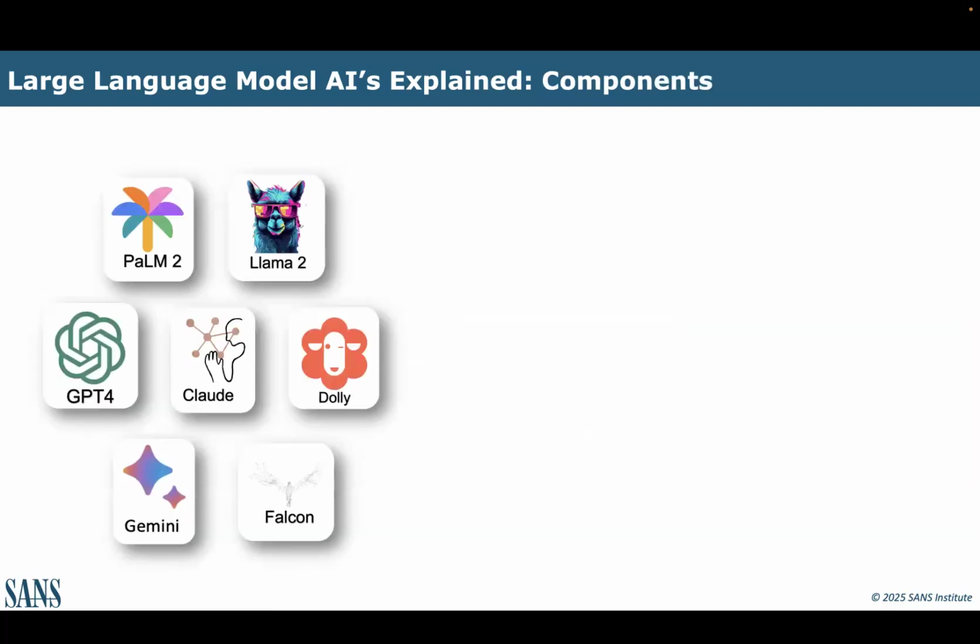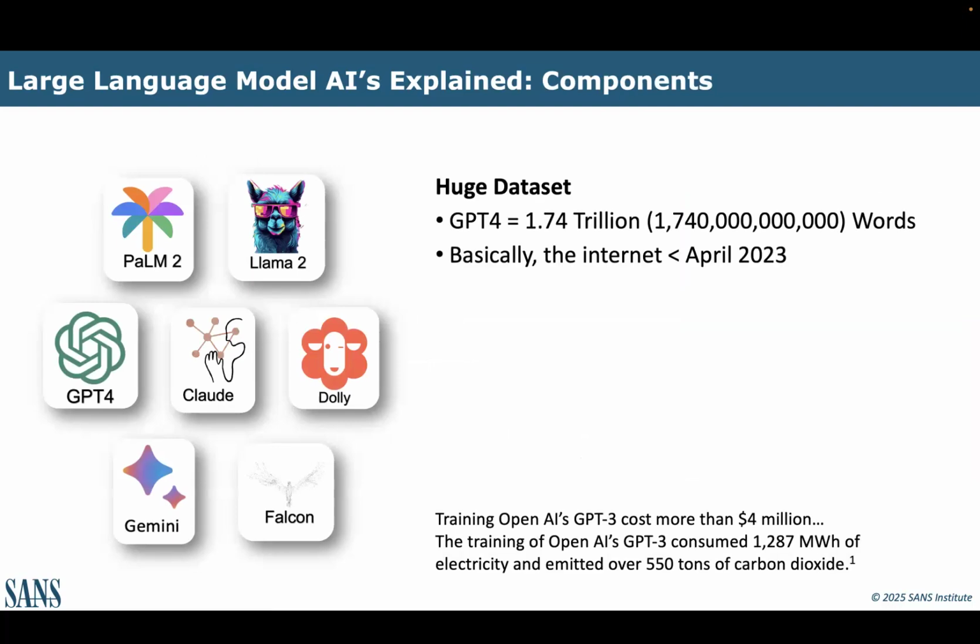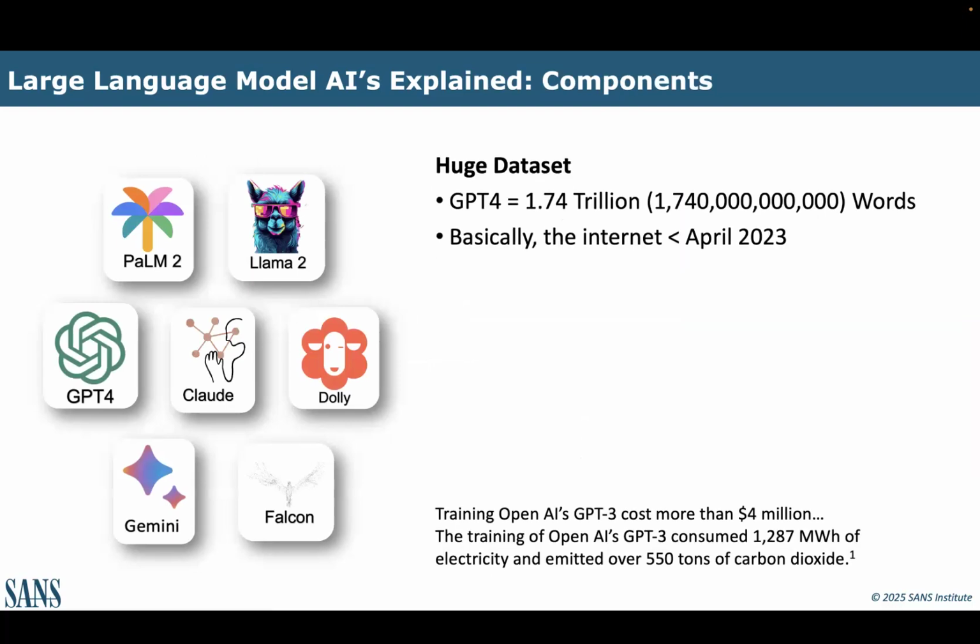Okay, so the other two components I want to talk about in large language models are, number one, the large language model. And these things are large, not kind of large. The big large language models, the Geminis and the Claudes, those big language models are enormous. 1.74 trillion tokens in ChatGPT 4.